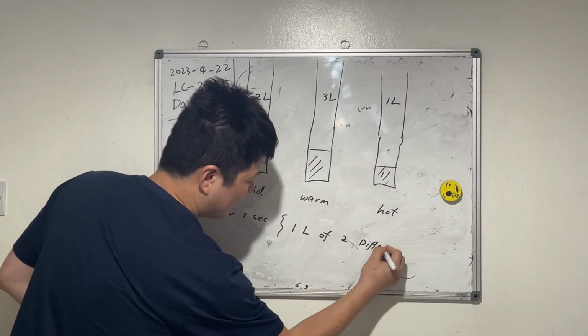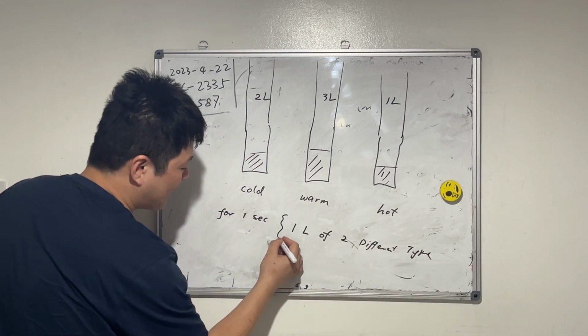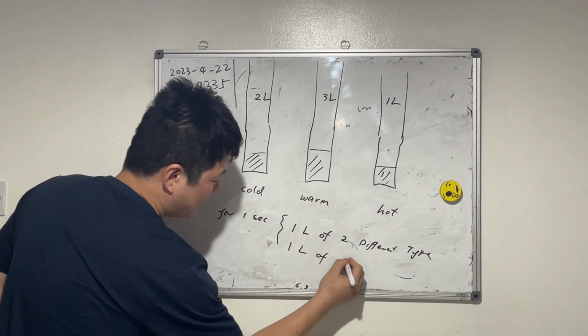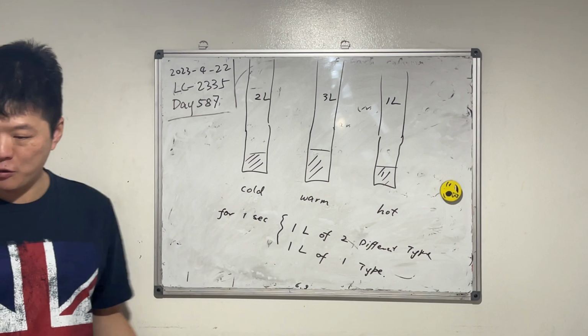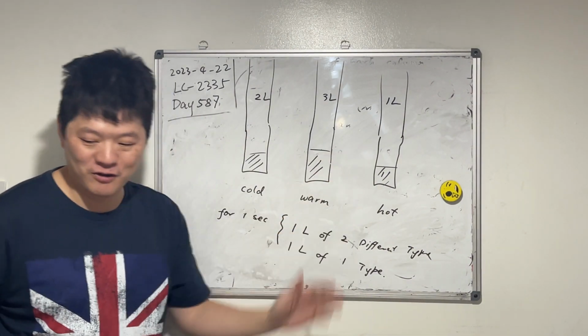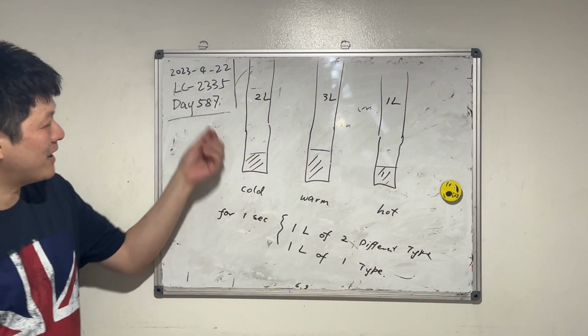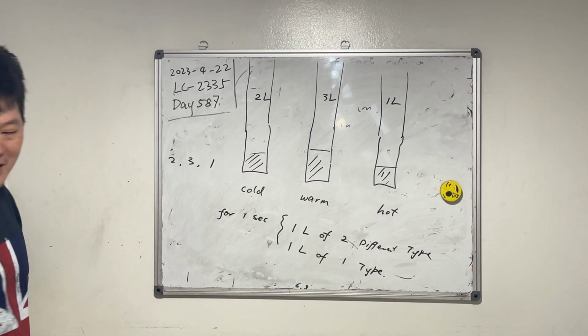Or I can drink 1 liter of one type. My question is, what's the minimum number of seconds I need to finish drinking all of the water? For example, in this case, 2, 3, 1. How many seconds? 3.